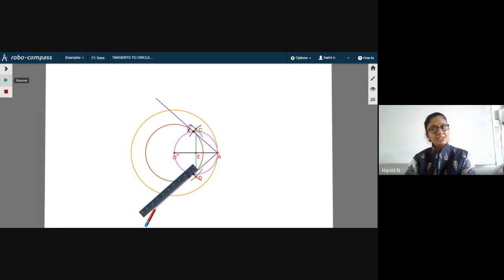Here also the justification is the same. We are drawing the second circle to get the angle in the semicircle. That angle in the semicircle will automatically become the angle between the radius and the tangent. And because we know the angle between the radius and the tangent is 90 degrees, which we have already shown from our angle in a semicircle, we are able to generalize that AX and AY are the tangents to the given circle from an external point A.